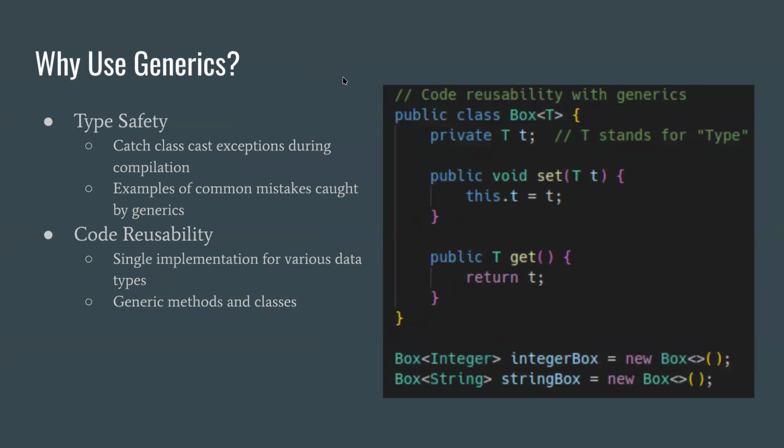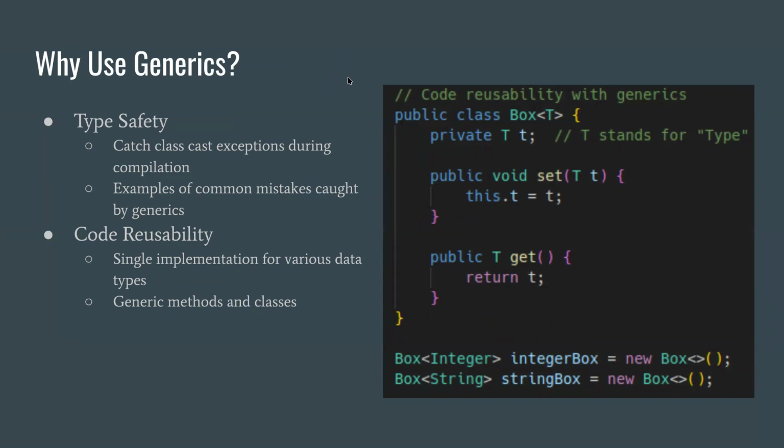Why use generics? Let's talk about why generics are so valuable. I will say first and foremost, generics are valuable because they enhance type safety. By using generics, you ensure that your code does not cause unexpected class cast exceptions at runtime. The reason why is because you get to catch any potential errors during compilation.